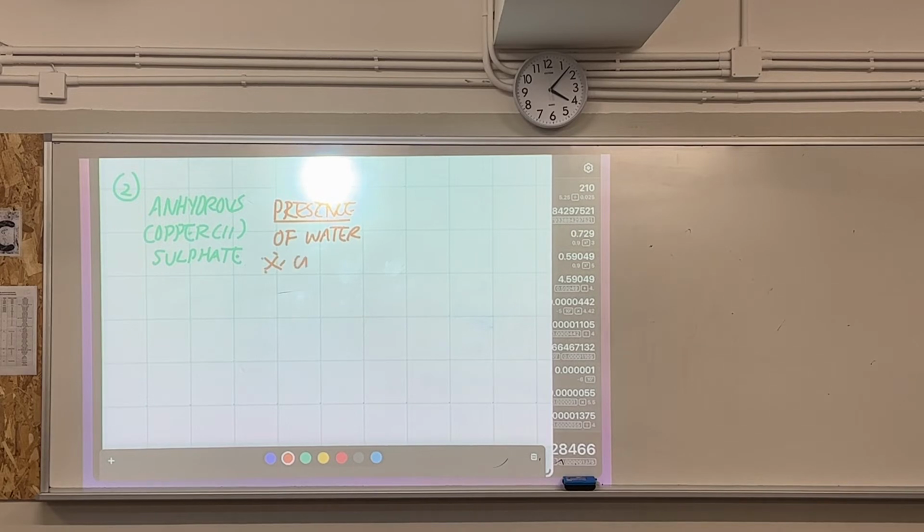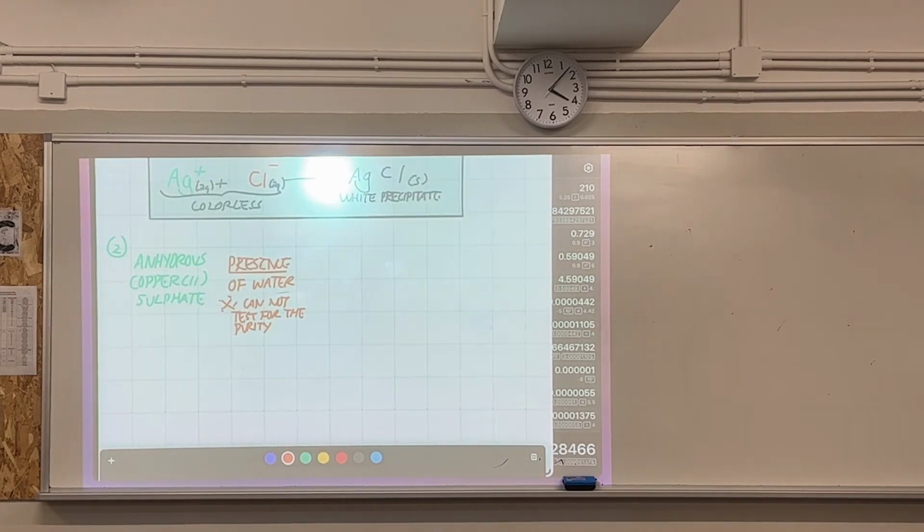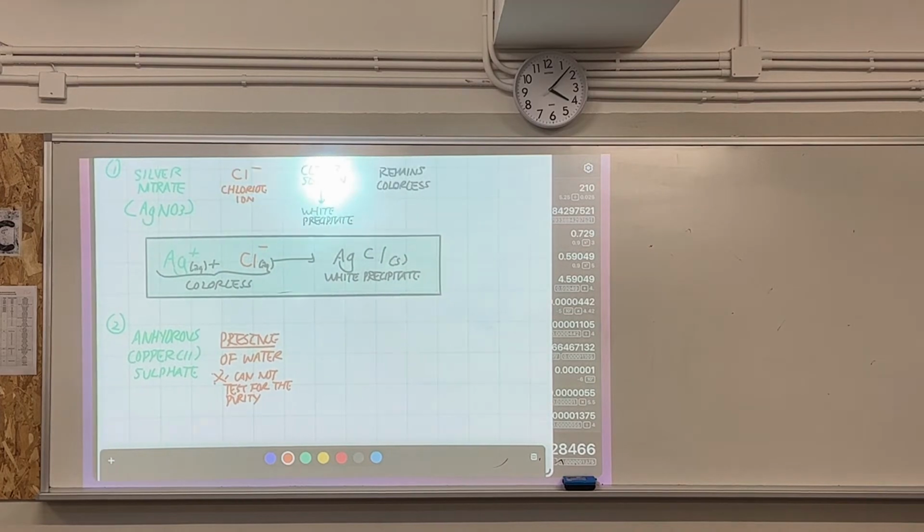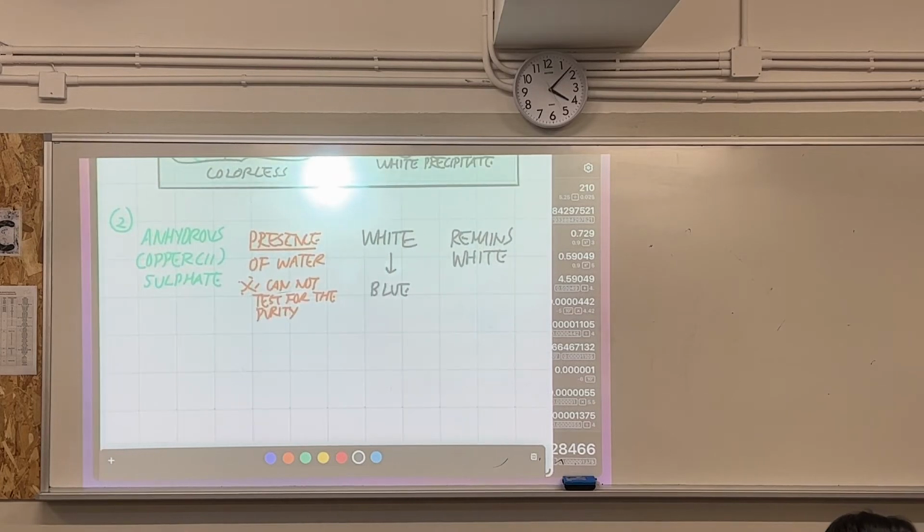So write this down. You cannot test for the purity of water this way. Even impure water will give you a positive test result. So the positive result is from white to blue. Okay, from white to blue. And the negative result is that it remains white. If you add a few drops of alcohol onto anhydrous copper sulfate, it remains white.